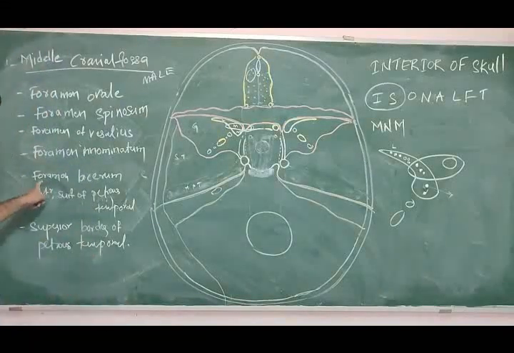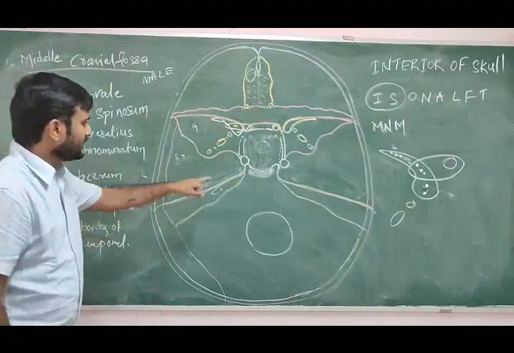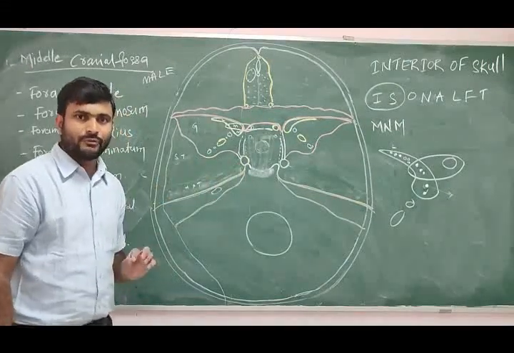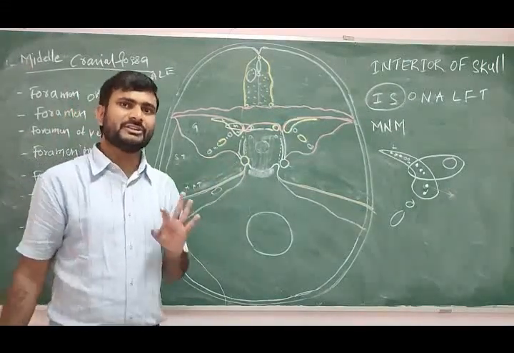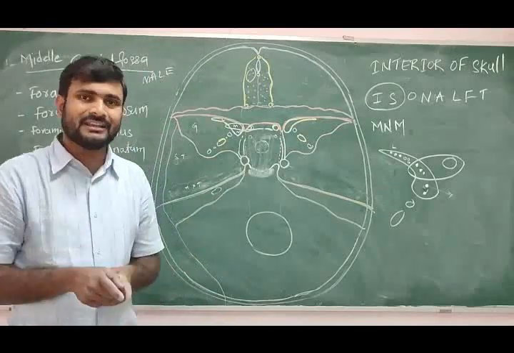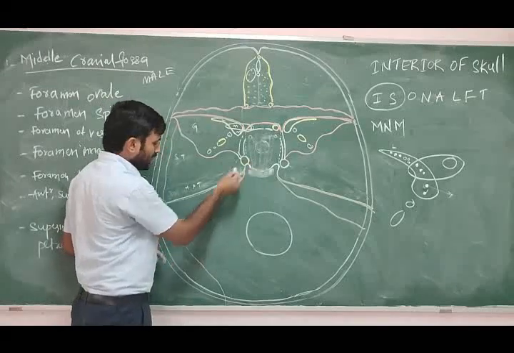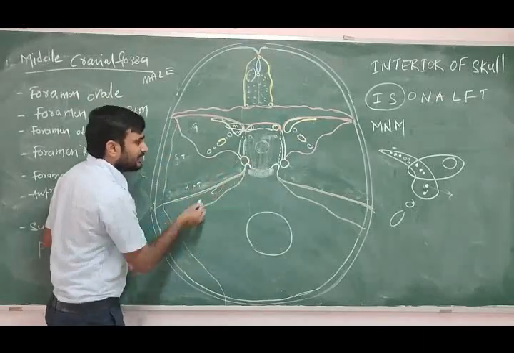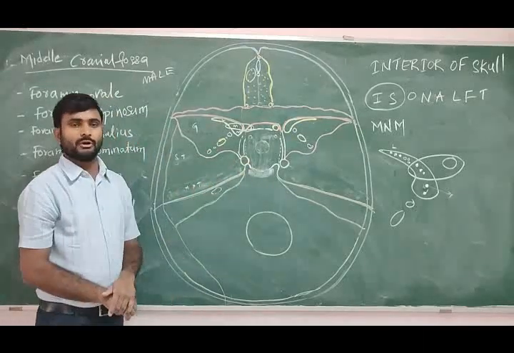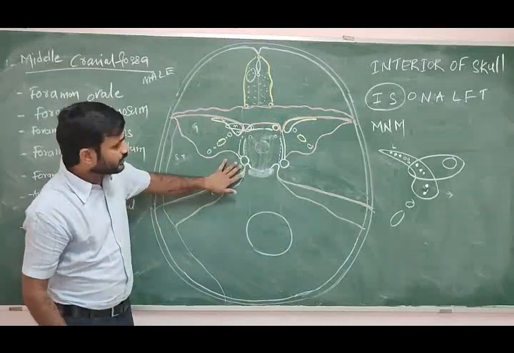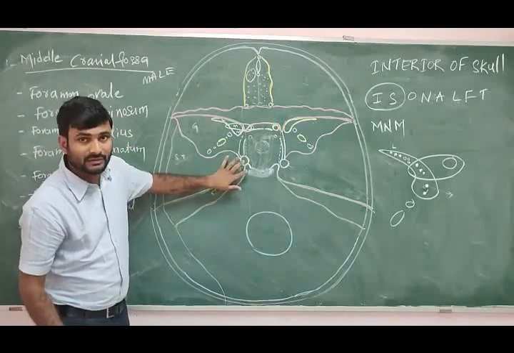Lastly, we are seeing the foramen lacerum. This is the foramen lacerum. Foramen lacerum means irregular shape; the foramen is irregular in shape. It is present between the body of the sphenoid and the apex of the petrous part of the temporal bone.